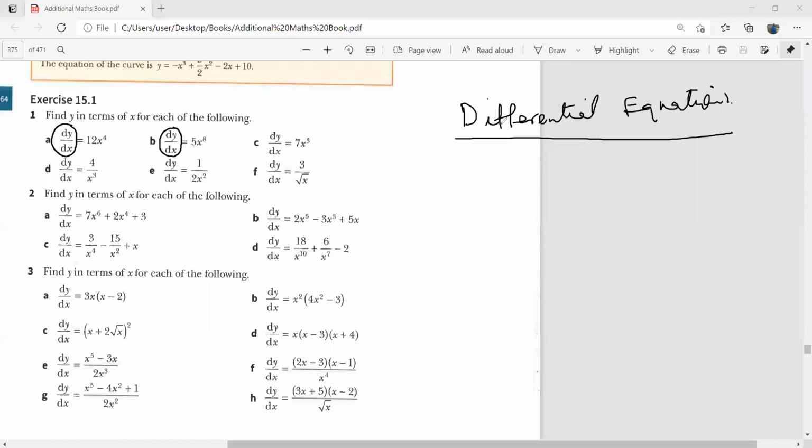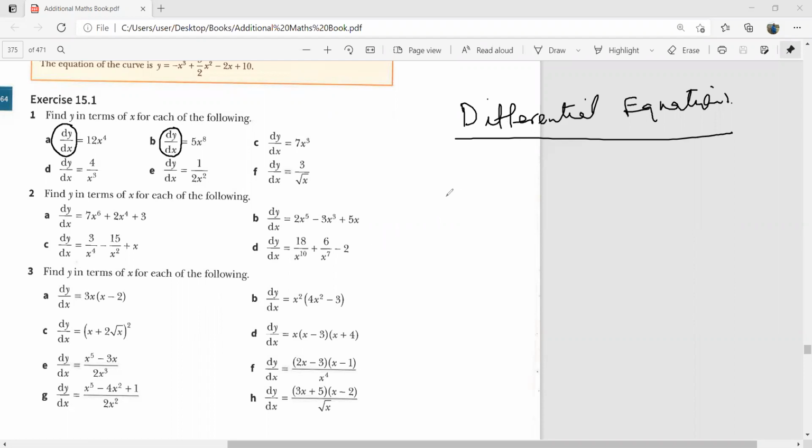Okay, we are talking about differential equations. You can see that all these parts of the first three questions, all these equations here, are called differential equations because you can see the dy by dx in it. You will be finding proper chapters on it in your A-level maths, inshallah.